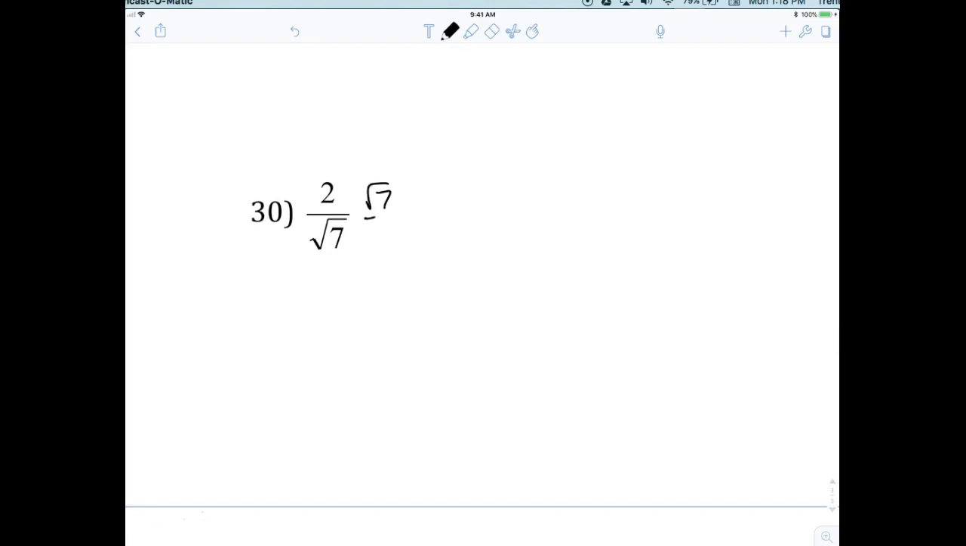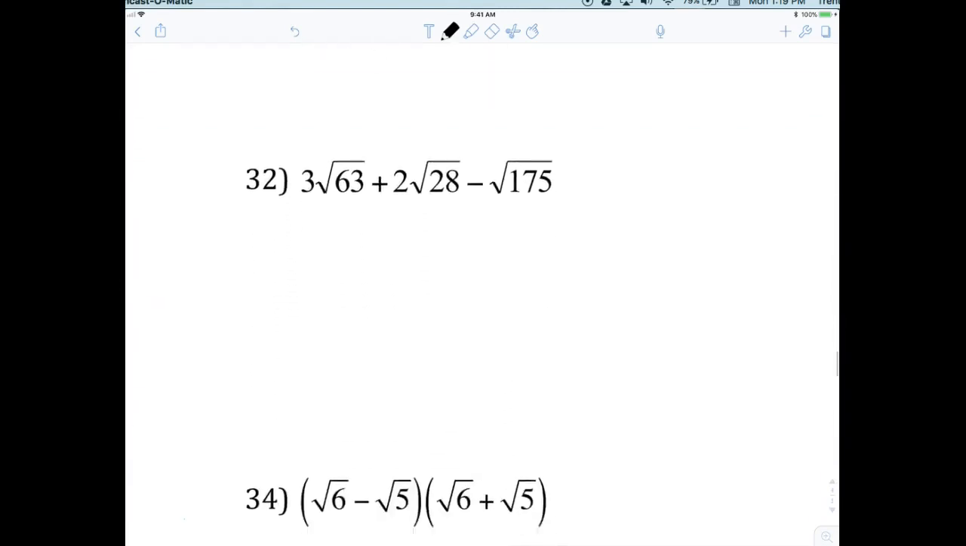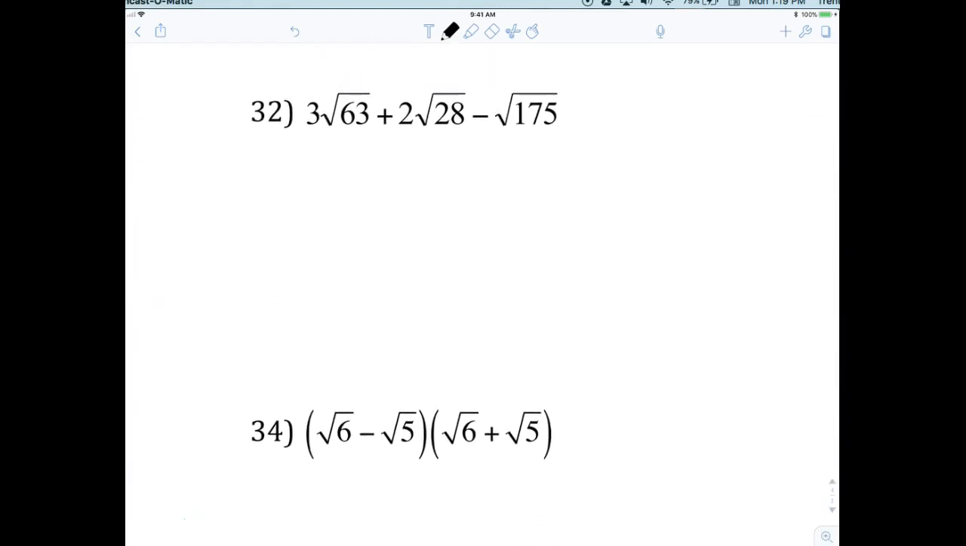All right. So with 30, we just multiply the top and bottom by radical 7 over 7. 2 radical 7 over 7. 32. Should be able to quickly do these. 63 comes out as 9 radical 7 plus 4 radical 7. How many quarters makes $1.75? So that would be 5 radical 7. Is everybody good with that?